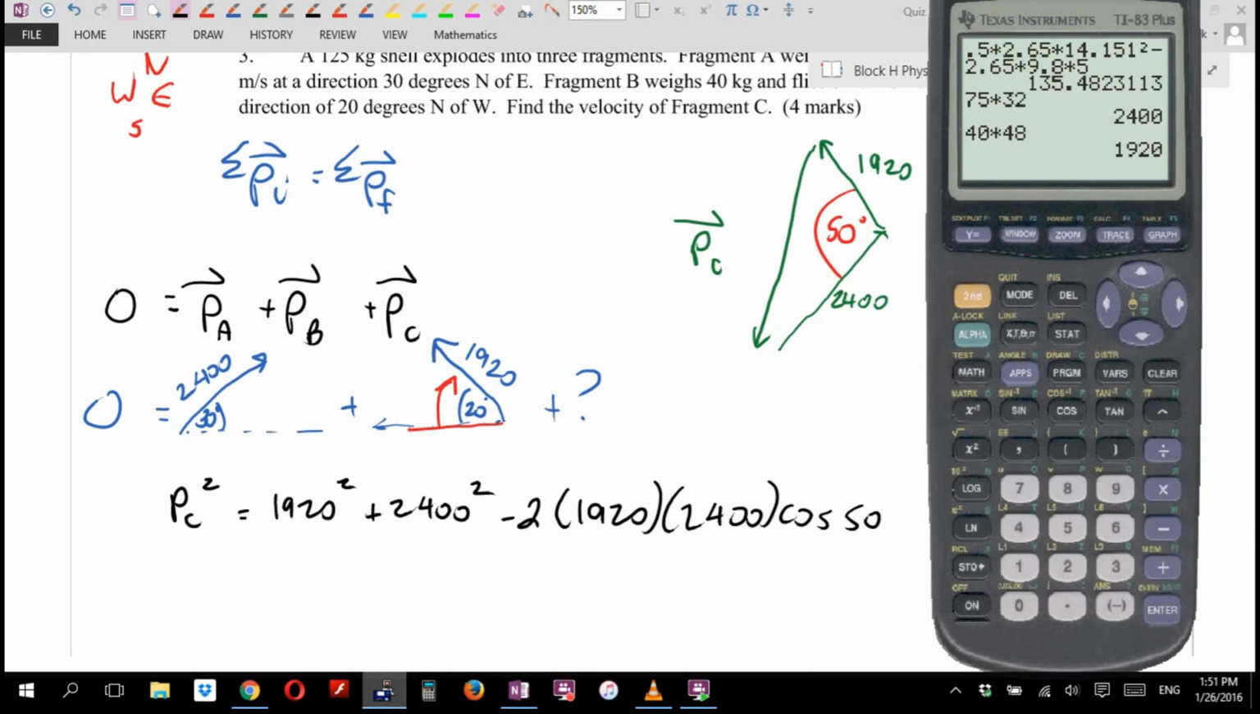Yeah, Vikas, I'd be nodding too. This is a lot of work. Squared plus 2400 squared minus 2 times 1920 times 2400 cos 50. Square root. Did you get the final momentum being 1876.82? Is that right? People nodding? Okay.